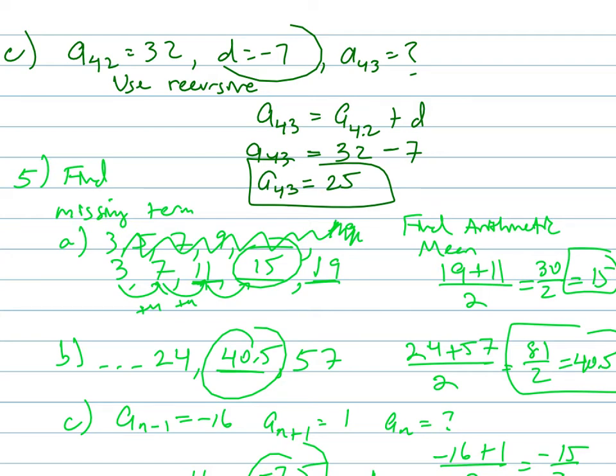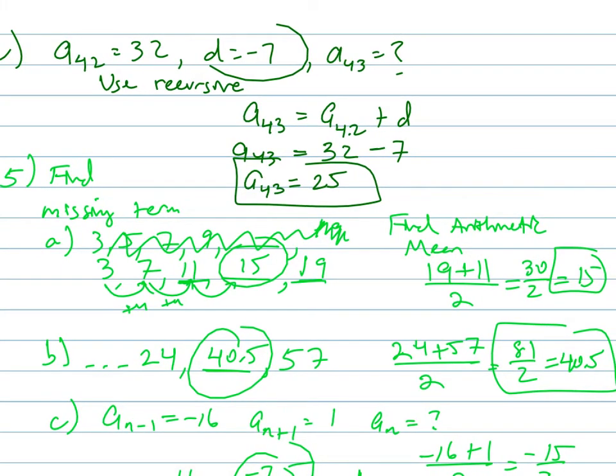Finally, number 5, I want to find the missing term. Let's say I had something like this: 3, 5, 7, 9, blank, 19. Oops, let me just do the ones on the paper, sorry. 3, 7, 11, blank, 19. You could just add: okay, I'm adding 4, I'm adding 4. So I add 4 again, so this should be 15.